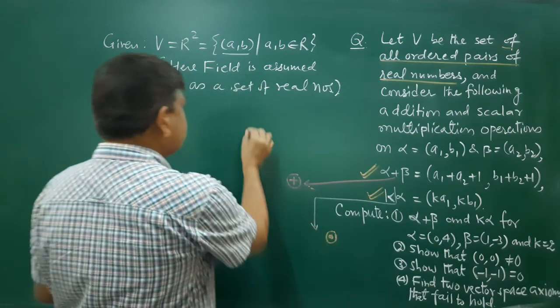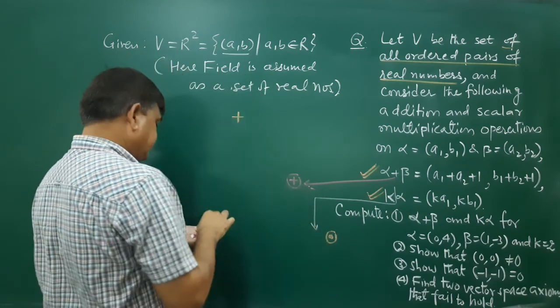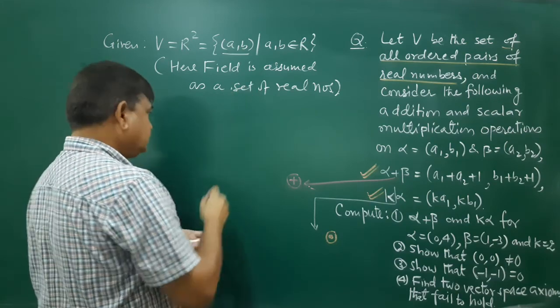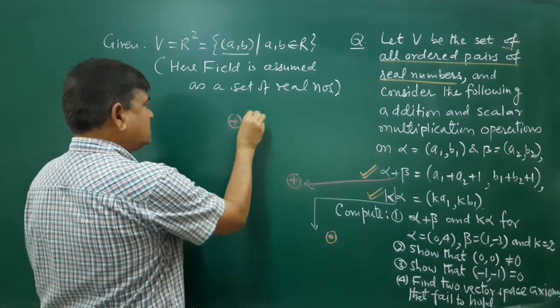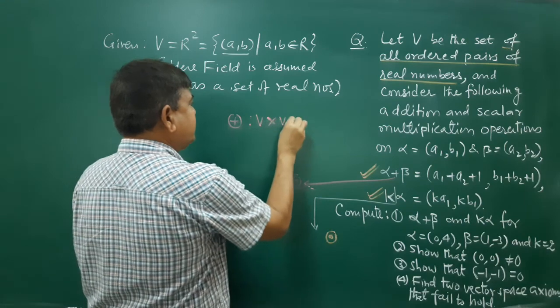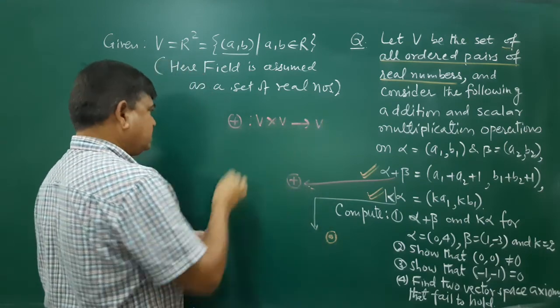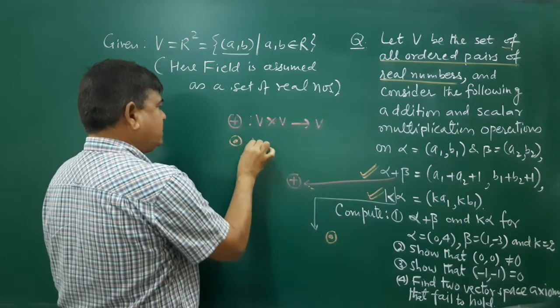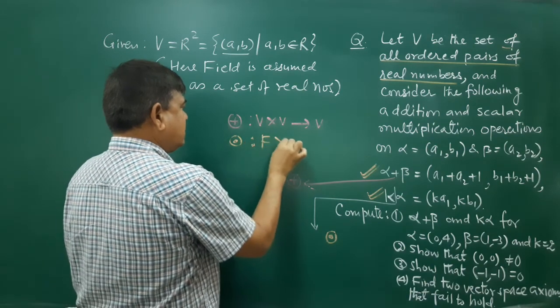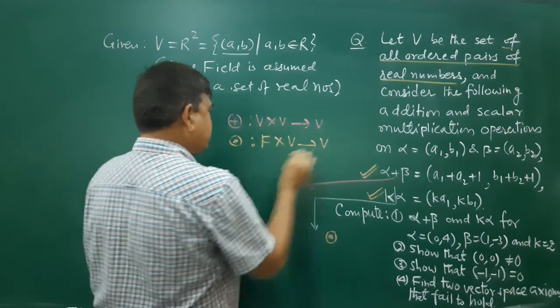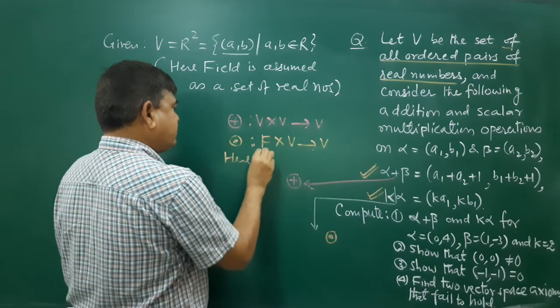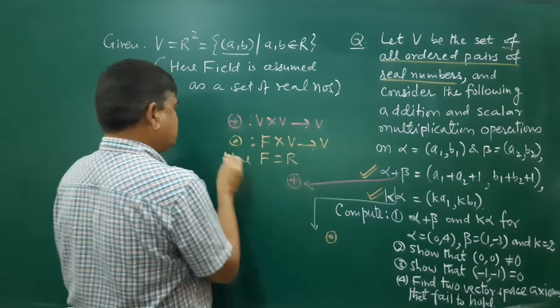So here this plus means V cross V to V, and this one is F cross V to V. Here F is the field, and here it is R that is given.